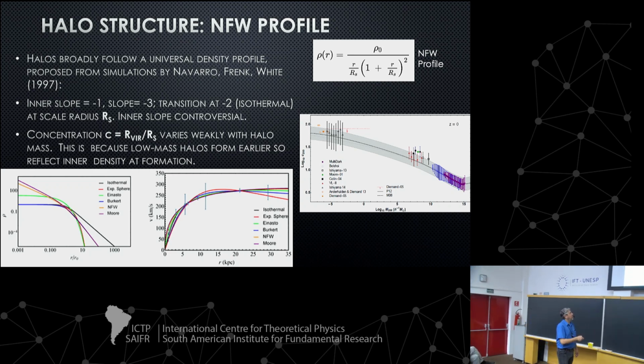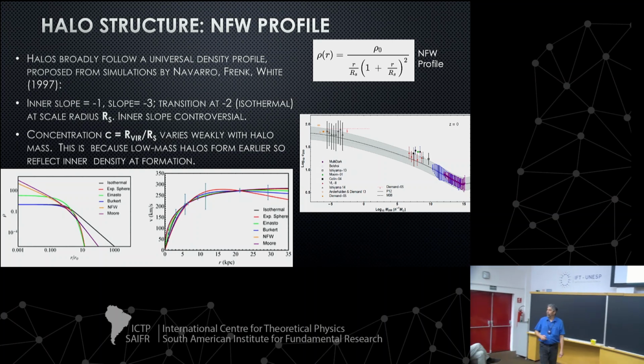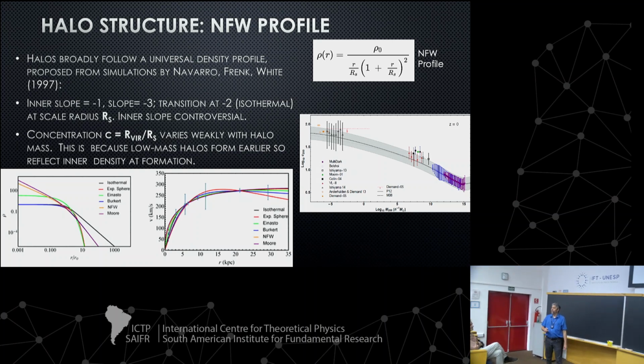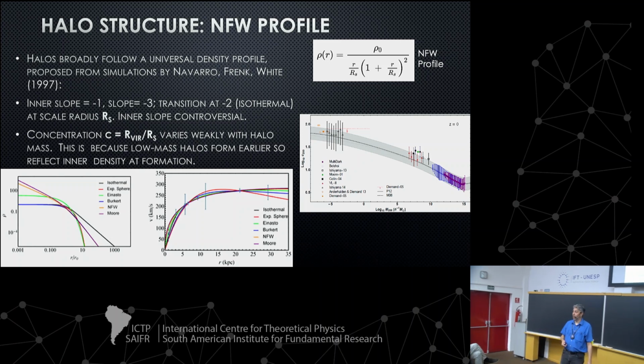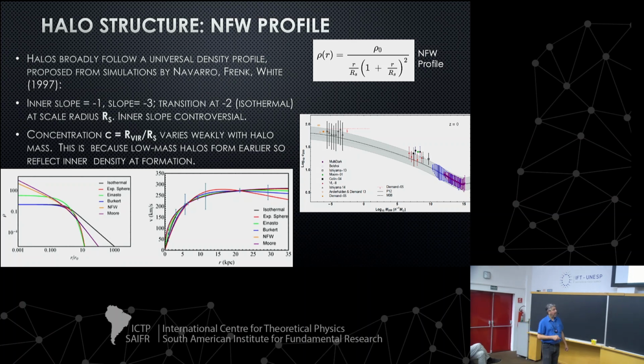There's various other profiles. There's a lot of controversy, particularly about the inner slope. We won't worry about that too much. Another interesting consequence of this is the rotation curve. And of course, if you remember your history, dark matter was, well, not invented really, but one of the key pieces of evidence was that we get these flat rotation curves. That comes from this sort of dark matter profile, but it's not perfectly flat, right?